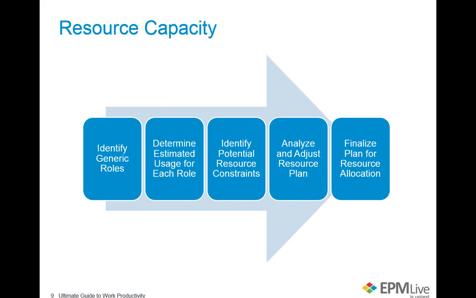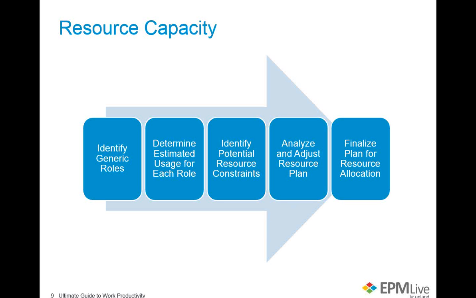I need a project manager, I need a DBA, I need a .NET developer, whatever it might be, and determine or estimate the usage for each role. Do I need them for half an FTE or a quarter of their time, whatever it might be. Identify potential resource constraints, meaning look at what their remaining availability is. What are they already committed to? Or do they have the skill sets and the abilities to fulfill the role, right?